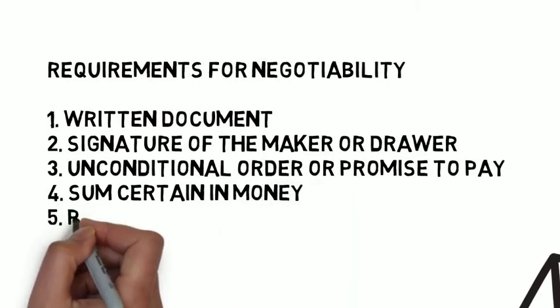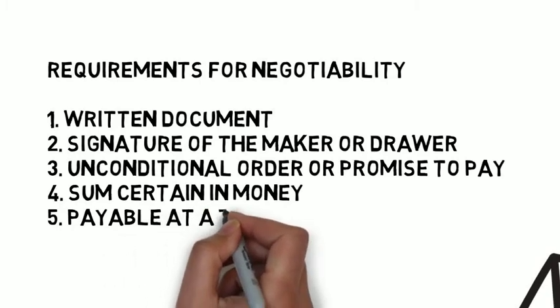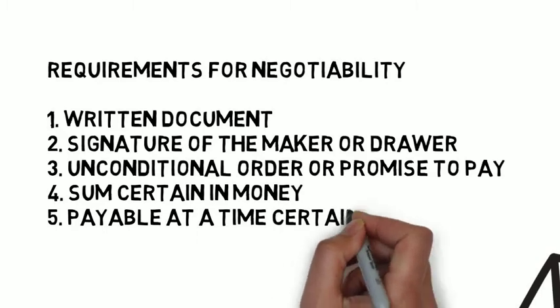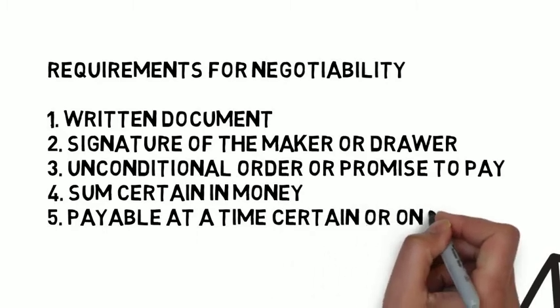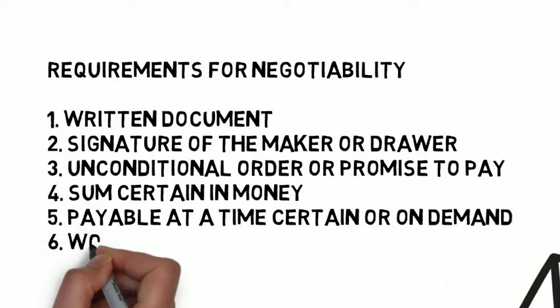Five, payable at a certain time or on demand, which involves acceleration of payment and extension of payment. And lastly, the words of negotiability, declaring it to the order of, an order instrument.